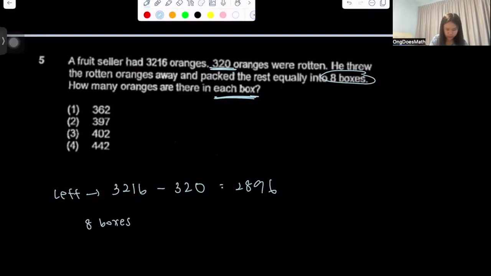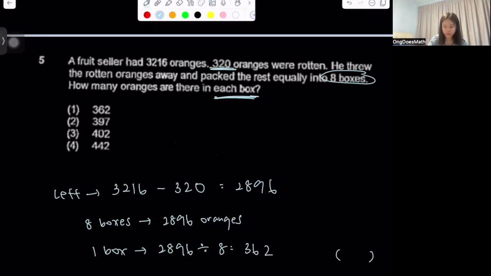In total, there's 2896 oranges. Now we want to find out in one box how many oranges are there. So we just have to take 2896 divided by 8. Good. And that should give you 362. Hence answer is option 1.